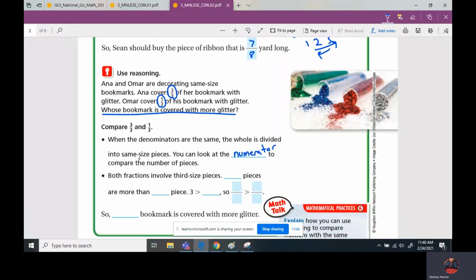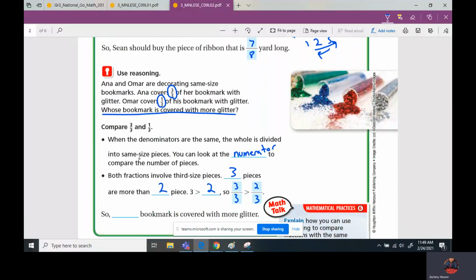to compare both pieces. We know that both fractions involve third size pieces. If it's third size pieces, they have 3 pieces. So, there are third size pieces. We know that 3 pieces are more than 2 pieces because 3 is greater than 2. So 3/3 is greater than 2/3. These denominators are the same, so we know 3 is greater than 2.